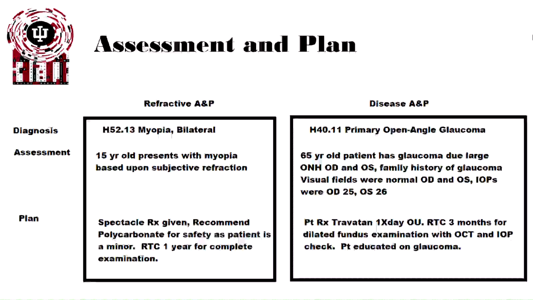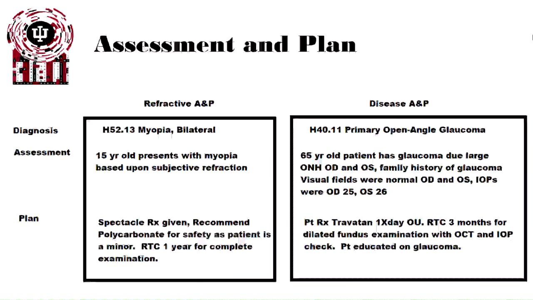Let's look at 2 assessment plans, one for a refractive diagnosis and one for a disease diagnosis. Here we have myopia as the refractive and primary open-angle glaucoma as the disease diagnosis. The assessment can be very different. Refractive error assessments are typically much simpler compared to disease because we have less to document as far as pertinent positives or negatives, pertinent positives being tests that came back positive to indicate that disease, and pertinent negatives being tests that came back negative that says it's not that disease. In our assessment for refractive care, the assessment is a 15-year-old presents with myopia based upon subjective refraction.